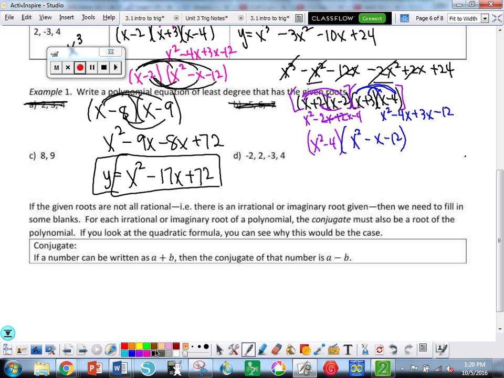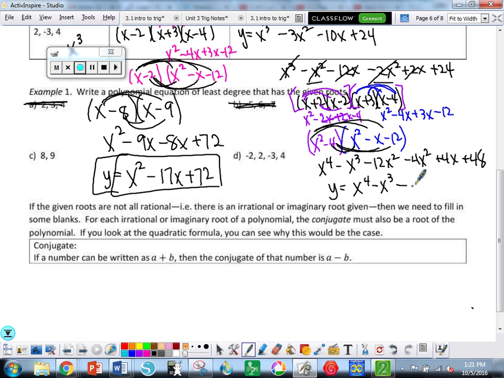All right, one more. Now I just distribute those 3 times, right? So the x squared goes to all of those. What do we get here? X to the 4, minus x cubed, minus 12x squared. Do it again. From here, what is it? Minus 4x squared, plus 4x, plus 48. Final answer, y equals what? X to the 4 minus x cubed minus 16x squared.